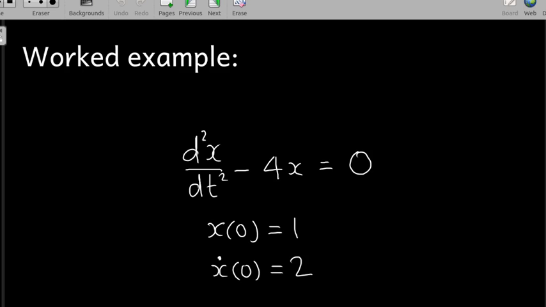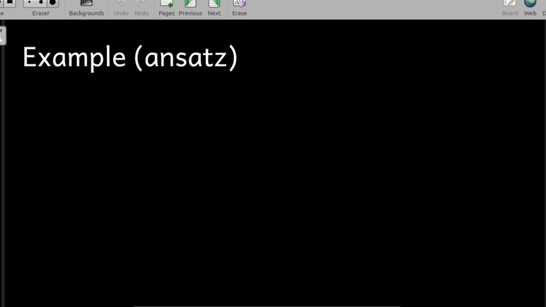If we skip over to the next slide, this is the example we're going to solve. We have the differential equation d2x by dt squared minus 4x equals 0, with initial conditions x of 0 equals 1 and x dot of 0 equals 2. Let's work through this example carefully over the next few slides.